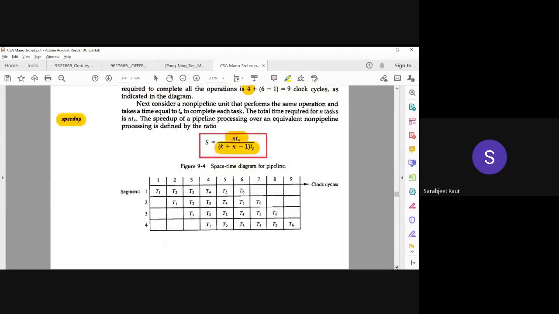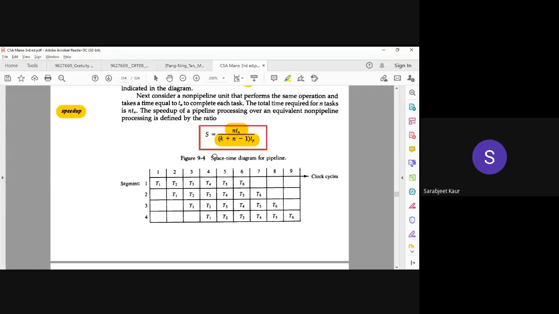Then there is another very important thing, which is called the space-time diagram for pipeline. This is very, very simple, nothing difficult here. If there are 4 segments, we list the segments this way, and there are 9 clock cycles, we list the clock cycles this way. And suppose there are 6 tasks. In the first time cycle, only T1 is processed.